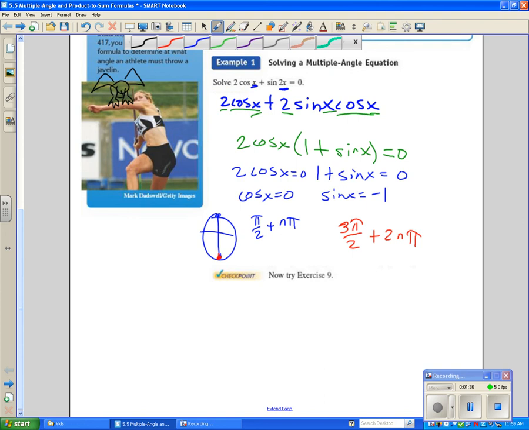Something to notice here, though, is that all of these angles are contained in that right there. So this is the cleaner answer, because every 3 pi over 2 angle and coterminal angle with it is part of this. So you just need to do the pi over 2 plus n pi.